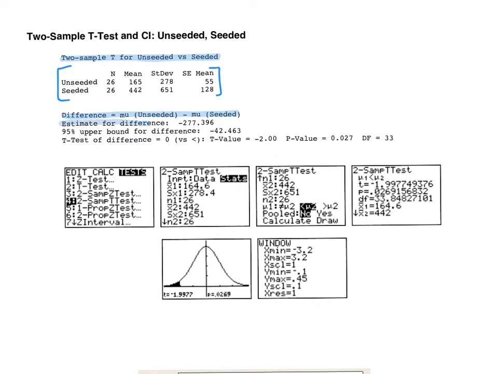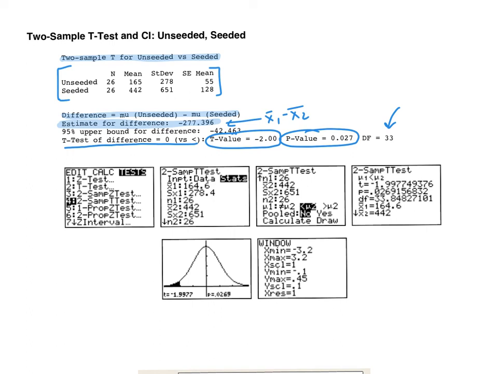And then the estimate for the difference, that number should look familiar to you. That is x1 bar minus x2 bar. And then it tells you what test was done. So it was a lower-tailed test. It shows you the test statistic and the p-value. What I do want you to notice is that there are degrees of freedom, and those degrees of freedom are different than what we used.